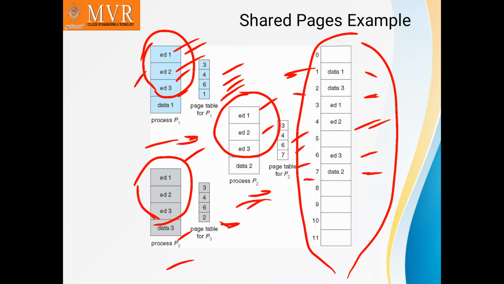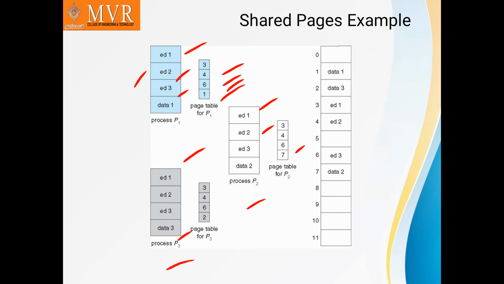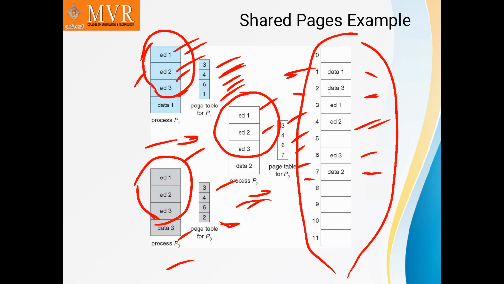The same code will be used: ED1 is 3 in process 1, ED1 is 3 in process 2, and ED1 is 3 in process 3. ED2 is 4 in process 1, ED2 is 4 in process 2, and ED2 is 4 in process 3, the same. ED3 is 6 in process P1, ED3 is 6 in process P2, and ED3 is 6 in process P3, the same. All are the same, so we can share the pages.